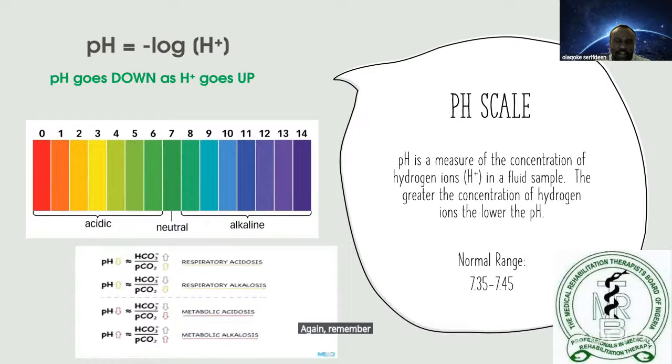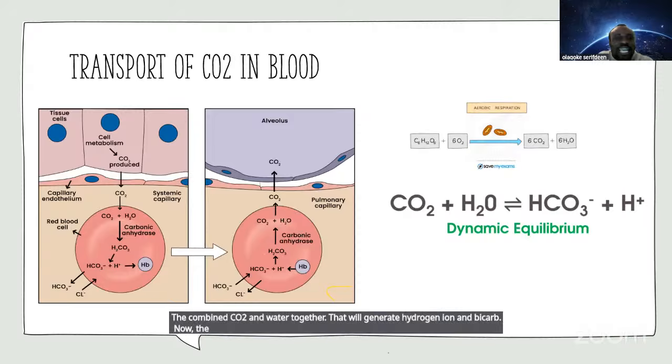CO2 will go into the plasma. From the plasma, they enter into my red blood cell. When they enter into my red blood cell, the enzyme in the red blood cell combines CO2 and water together. That will generate hydrogen ion and bicarb. Now, the bicarb, there is no reason for them to stay in my red blood cell, because the pH in my blood is fine. So they need to leave. They will diffuse out. They will come out to the plasma.